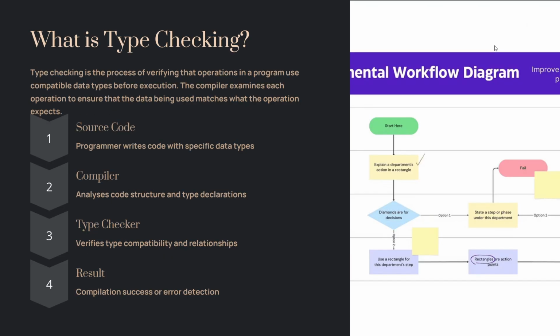So, what exactly is type checking? Type checking is the process of verifying that the operations in a program use compatible data types. Let's break down the flow. First, the programmer writes the source code. Then the compiler analyzes the structure of the code. After that, the type checker verifies whether all operations are valid in terms of data types. Finally, the compiler either allows successful execution or throws an error. In simple terms, it ensures that the data you use matches what the operation expects.